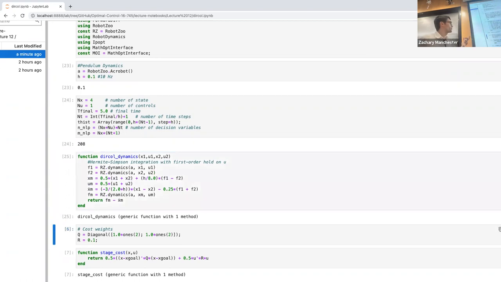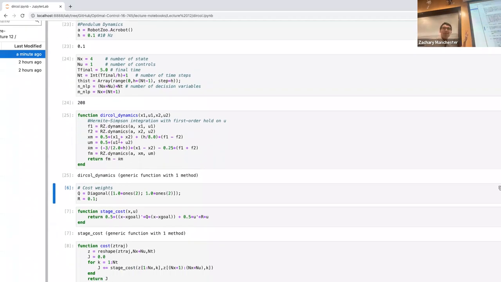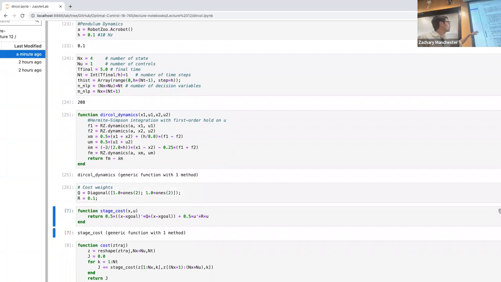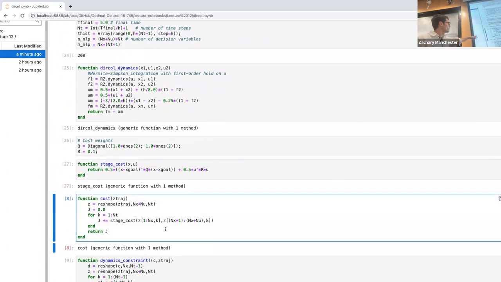Another note here is we talked about all this efficiency gain by recycling those. I'm not doing that here. I'm being super dumb. My code is for pedagogical purposes, not for good coding practices or efficiency or whatever. So this is kind of dumb and inefficient, but you get the idea. We're going to use a quadratic cost like we've been doing. Easy stuff. Stage cost, fine.